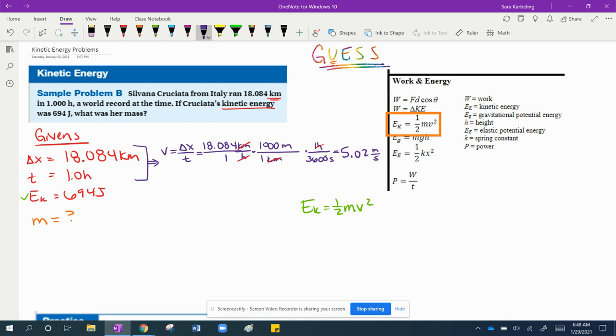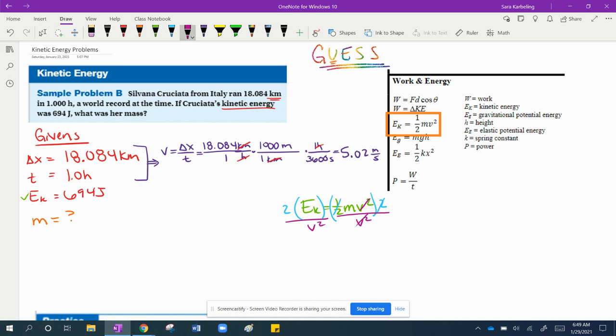But our equation isn't solved for mass, so we need to do a little algebra, right? So we need to figure out how to get mass all by itself. So let's just take a look. We're basically just going to peel back the layers until we get mass all by itself on one side. I'm going to multiply by 2 on both sides. I'm multiplying by 2 to get rid of the 1/2. Okay, and then the next step is to divide by v squared. And the reason I'm dividing by v squared is to get rid of the v squared.